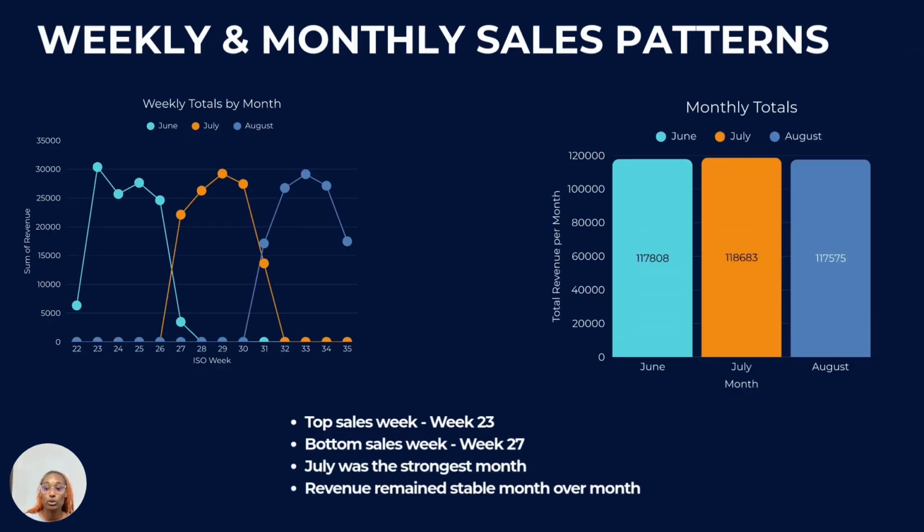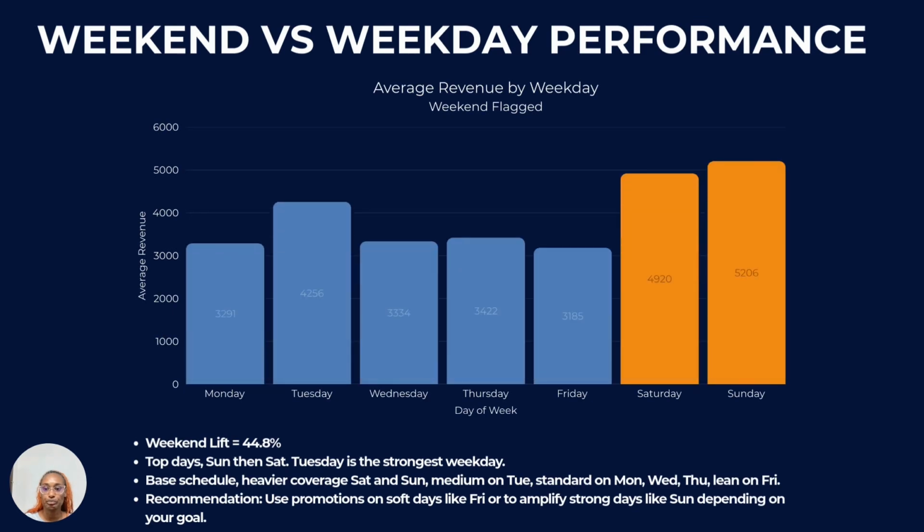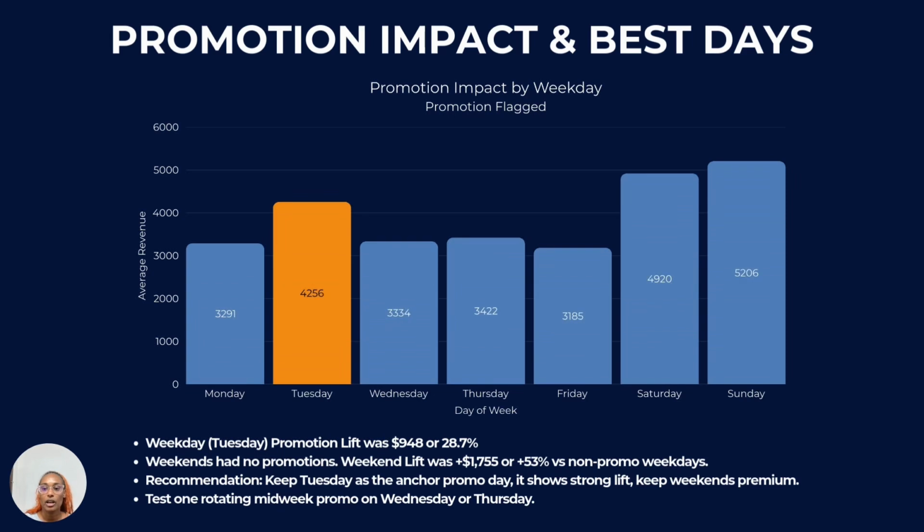The weekly view shows clear peaks and dips inside each month. That is where scheduling wins or loses. The weekday chart ranks performance cleanly. Sunday and Saturday lead. Tuesday is the top weekday. Friday is the softest. The promotion chart focuses on Tuesday, where promos in this dataset drove the largest verified lift.